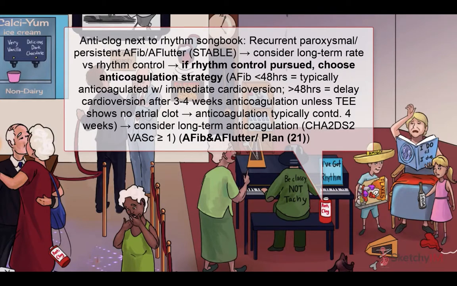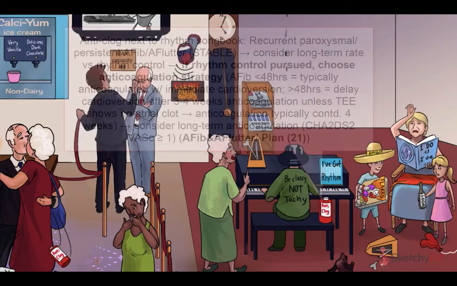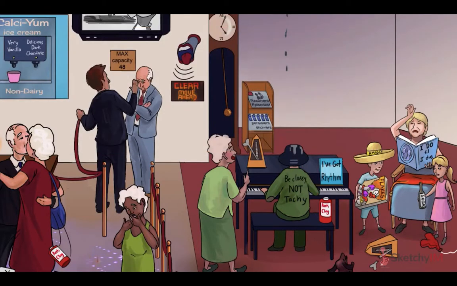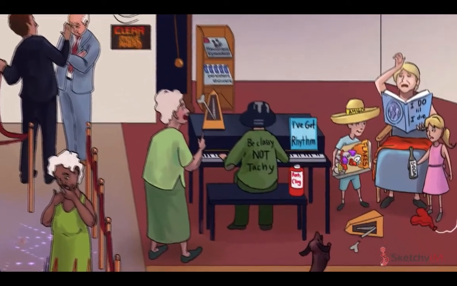That is, of course, unless a transesophageal echo demonstrates the absence of an atrial clot. Additionally, just like we highlighted out on the dance floor, anticoagulation is often started at the start of cardioversion and for at least 4 weeks after. If your patient doesn't require long term anticoagulation, that's all they'll need.